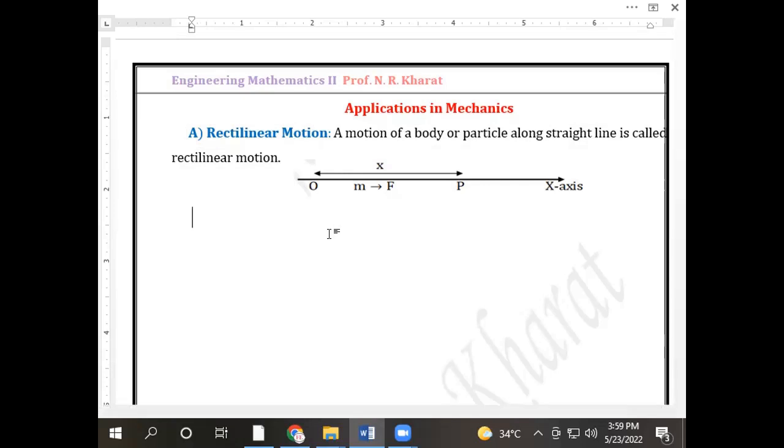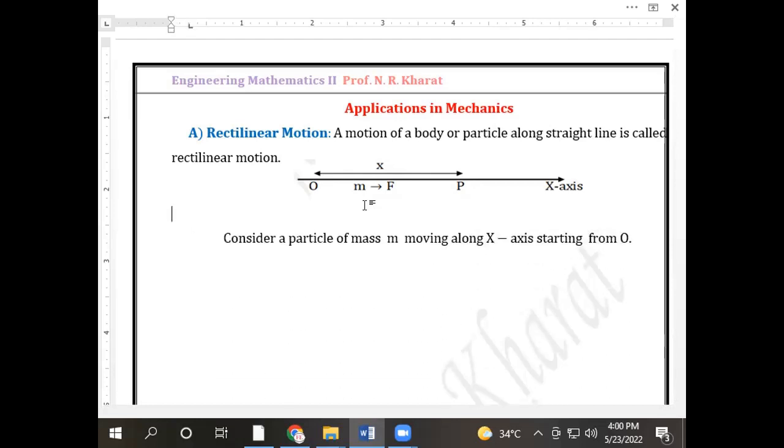Suppose the particle is situated at point O. When we apply some force on this particle, the particle moves along OP, along the x-axis, in a straight line and reaches the point P. The total displacement of this particle is x, and the mass of the particle or body is, suppose, m, and F is the force applied on the particle. The particle changes its position from O to P.